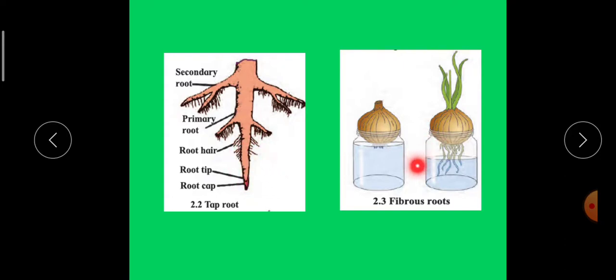Now here, in this experiment, an onion is shown. If you keep onion in water, after a few days, you can see roots developing. And what you can observe here is all the roots are developing from the stem. These are all fibrous roots.